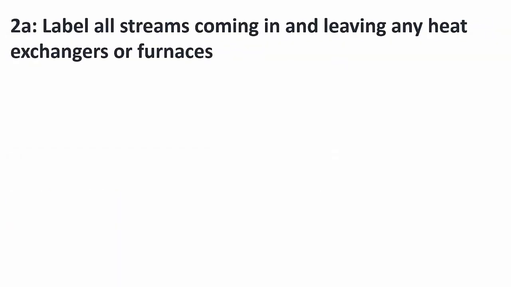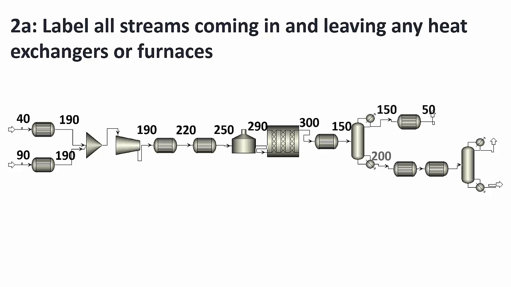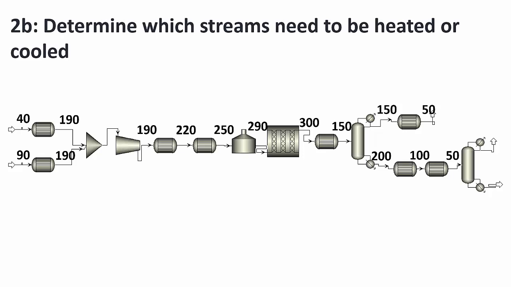We're going to label all the streams coming in and leaving any heat exchangers or furnaces in our flow sheet. So let's bring up a flow sheet here. Again, this is based on the example from the Turton textbook, and this is in the pinch technology chapter. I've just written down the temperatures for various streams in this flow sheet. We have to label these streams based on whether they need to be heated or cooled. So let's first identify which ones are hot and cold streams.